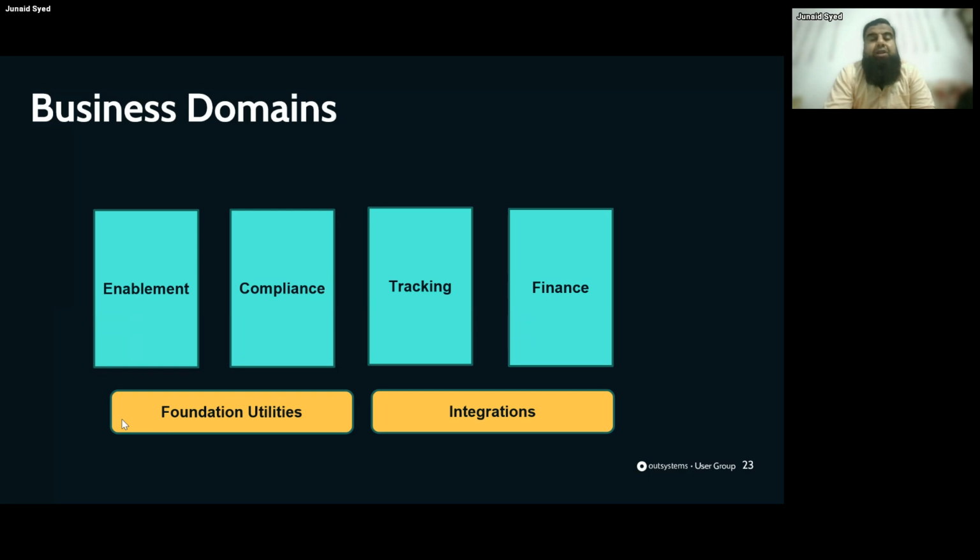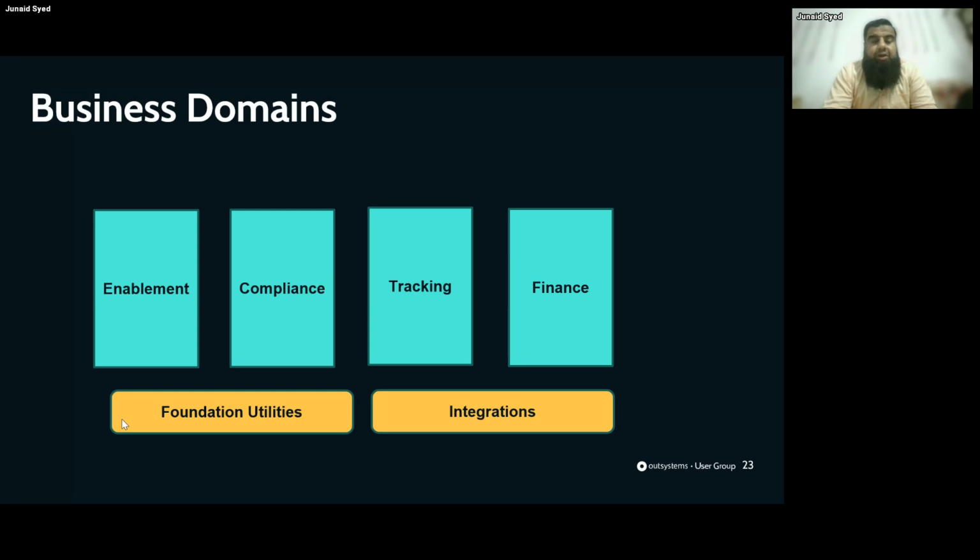And then finally come the finance applications, which would fetch the information from the tracking domain, and then perform some of their own calculations and processing, and then the invoices are generated, and certain financial reports are also generated to pass on the benefits to the original producers. So these were mainly the four domains which were there in the system.